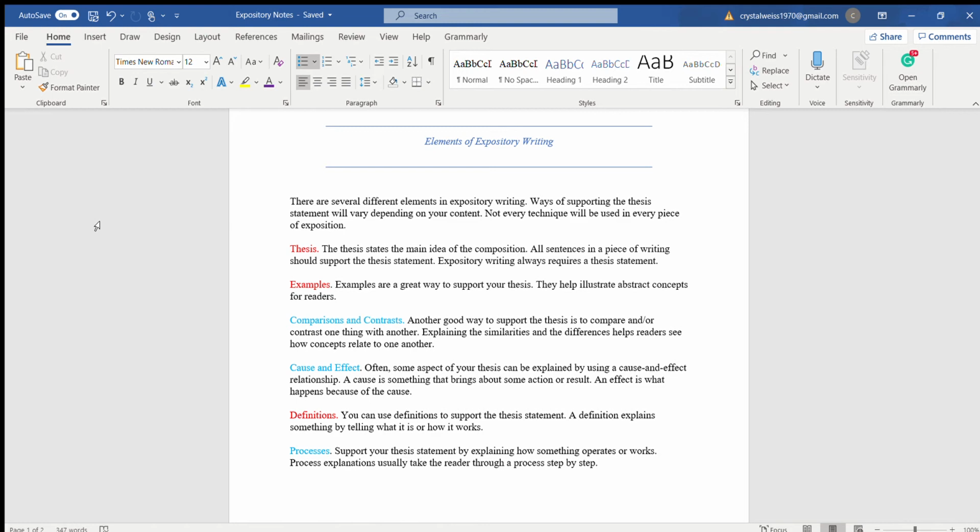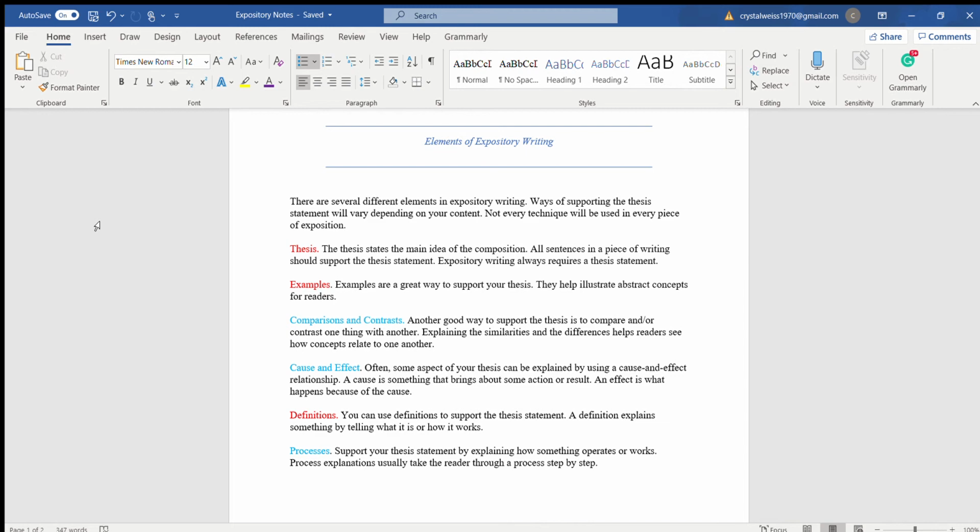So comparisons and contrasts. Another good way to support the thesis is to compare and or contrast one thing with another. Explaining the similarities and the differences helps readers see how concepts relate to one another. And of course, you're going to learn more about that whenever we start Essay 2.